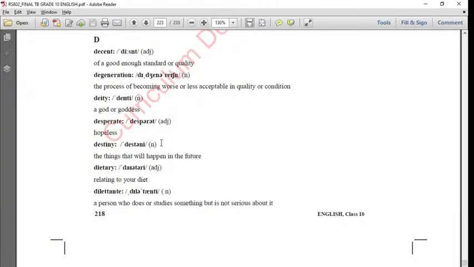Embody, emboldened, okay, to make somebody feel brave or more bold or confident. Enhance, enticement, persuasion. Equip, etiquette, the formal rules of correct or polite behavior. Exacerbate, to make something worse.